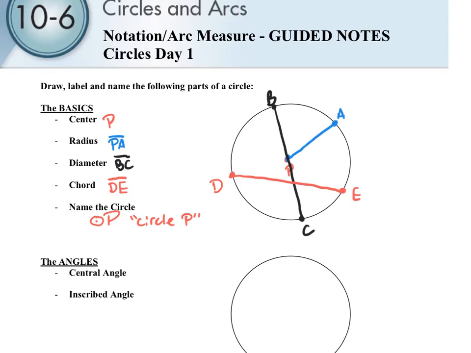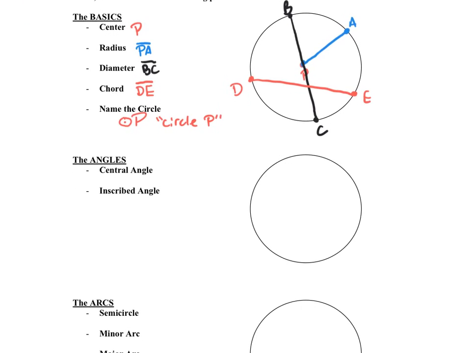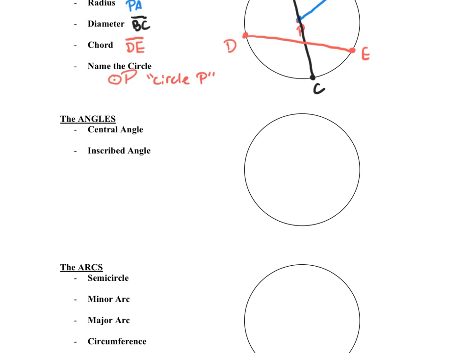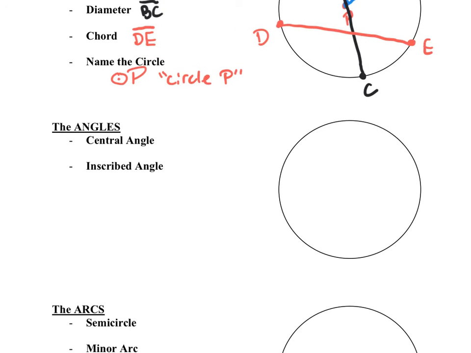Okay, so now I'm looking at some angles that are inside circles. First one is a central angle. So this is an angle with the vertex as the center. So the center is the vertex. So again, our center, we'll use point P again. And a central angle will just be any angle that's using that point P as the vertex.